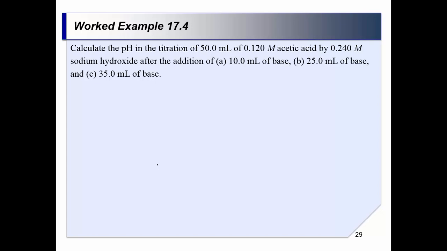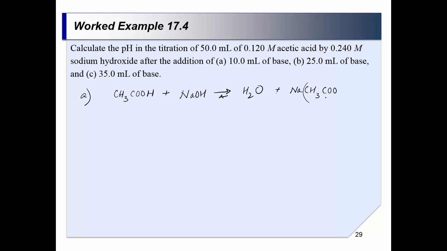So if we're going to work an example, calculate the pH of a titration of 50 milliliters of 0.120 molar acetic acid by 0.240 molar sodium hydroxide. Let's start with A, the addition of 10 milliliters of the base. The very first thing I want you to do is write out the chemical equation. So we have our acetic acid and our sodium hydroxide, and that will react to form water and sodium acetate.